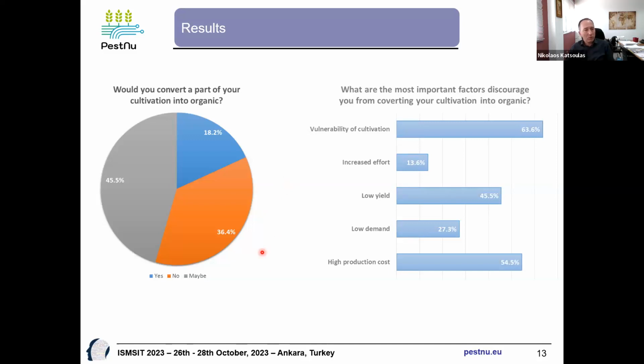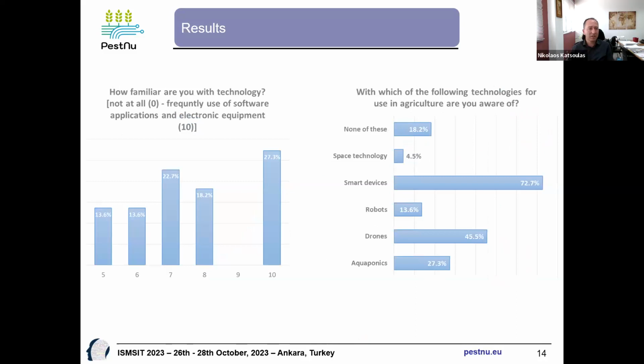The growers would like to convert to organic, but they are considering the vulnerability of their crops to pests and diseases, and the high cost of production of these organic farming systems. They are aware of and use smart devices in relation to the technology that is used, and some of them also use drones that can increase the efficiency of the information technologies that are available.